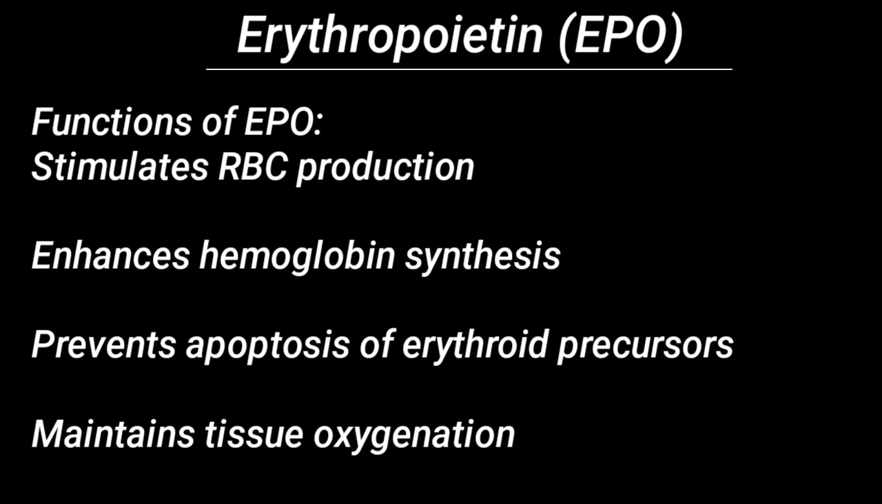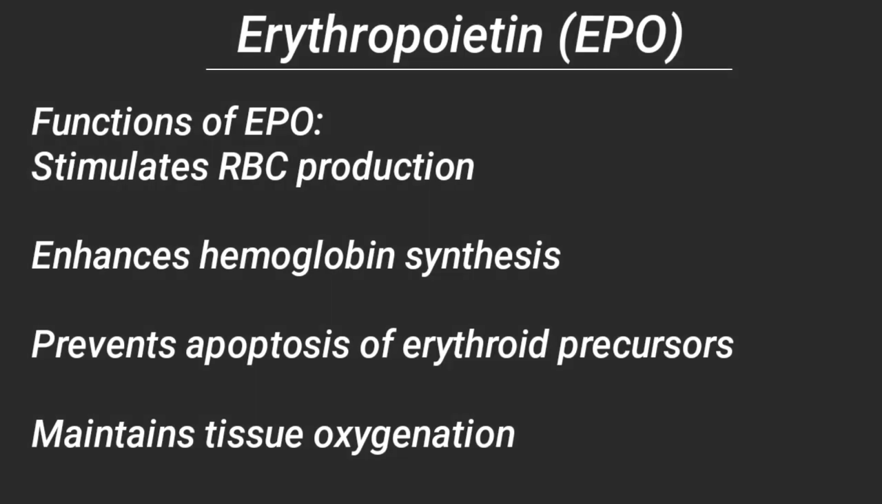It ensures that every cell in the body receives enough oxygen to function. So without erythropoietin, red blood cell production could drop drastically and the tissues would suffer from oxygen deprivation. So as you can see, this hormone is very, very important. Now let's go into the clinical importance of erythropoietin.